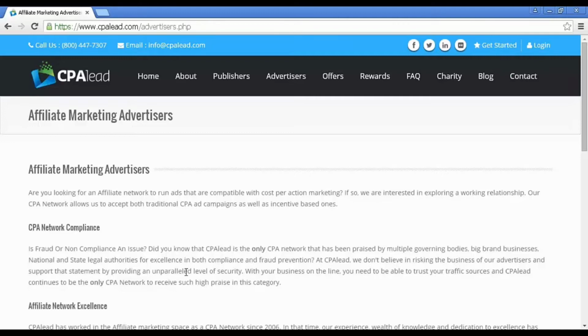With CPA Lead, publishers will tend to publish offers, which can be for apps, for dating, for health and beauty, for insurance, and so on. As the advertiser, you pay the commission when you generate a lead from one of those publishers. In that way, it's much more similar to affiliate marketing.